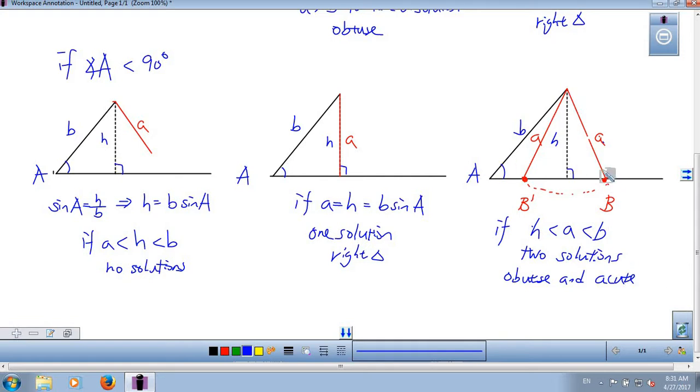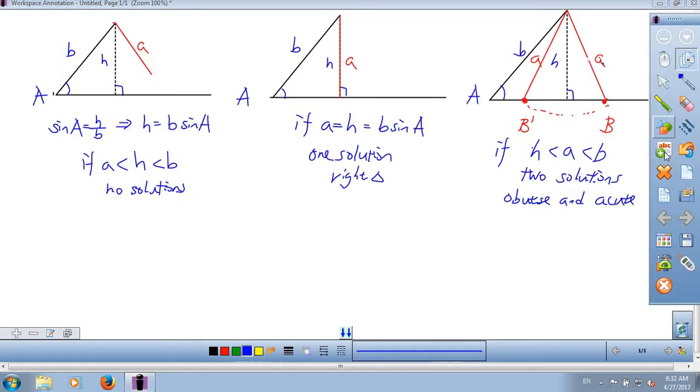You can see AB prime C, this is point C. ABC is an acute triangle, and AB prime C is going to be an obtuse triangle. Angle B here is going to be obtuse. So this is a possible scenario also. Now, if A is greater than B, then we will only have one solution.